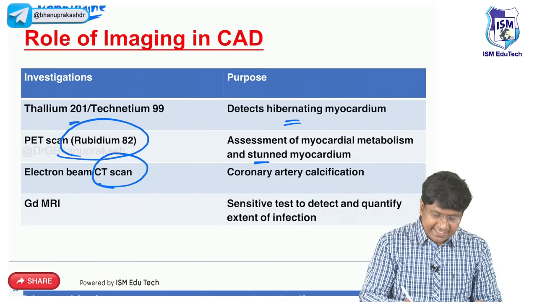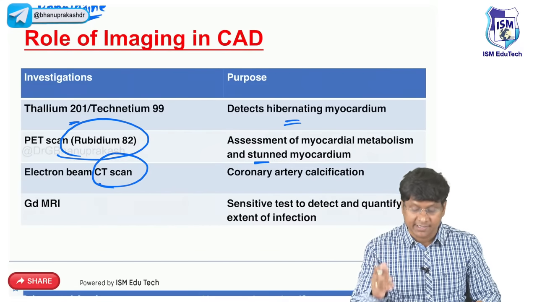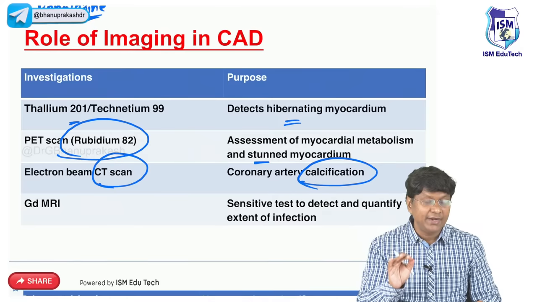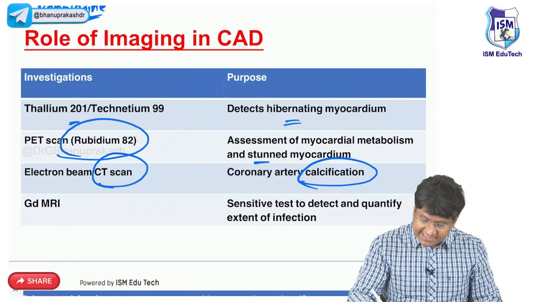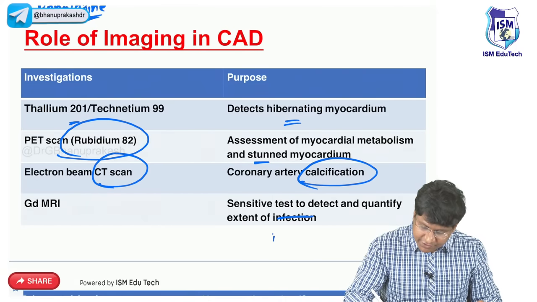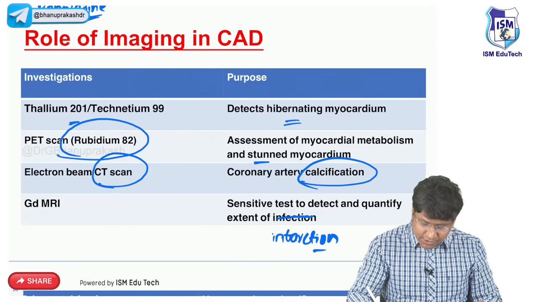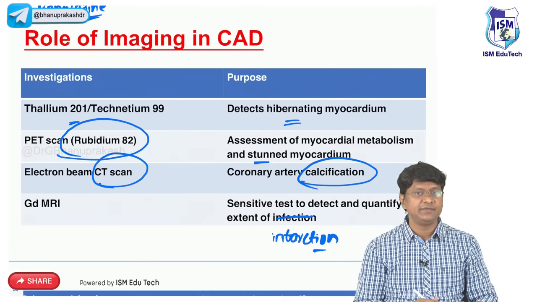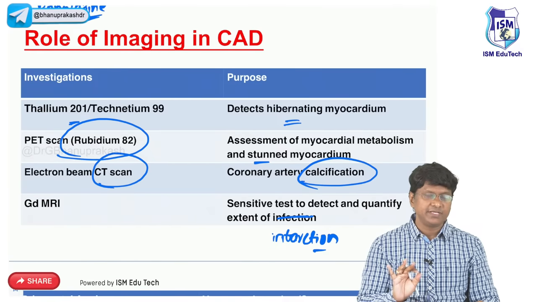And electron beam CT scan is mainly for assessment of coronary artery calcification. And gadolinium enhanced MRI is a sensitive test to detect and quantify the extent of infarction, not infection, infarction. Okay, so that is the purpose of the gadolinium enhanced MRI. So now we are done with the chronic stable angina.